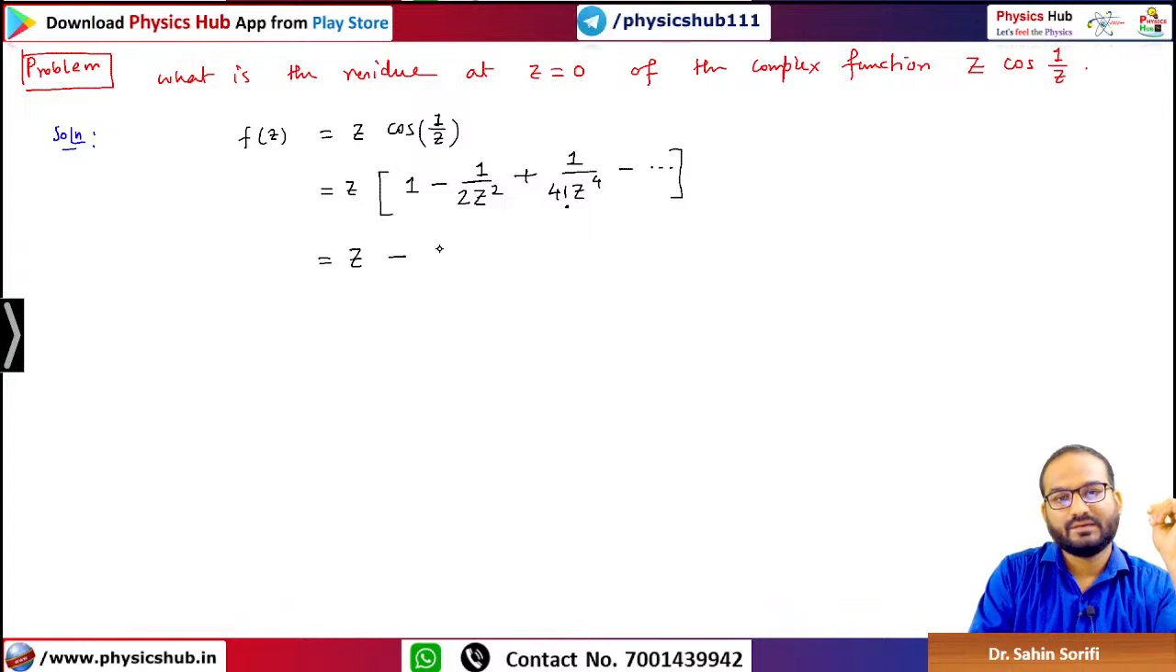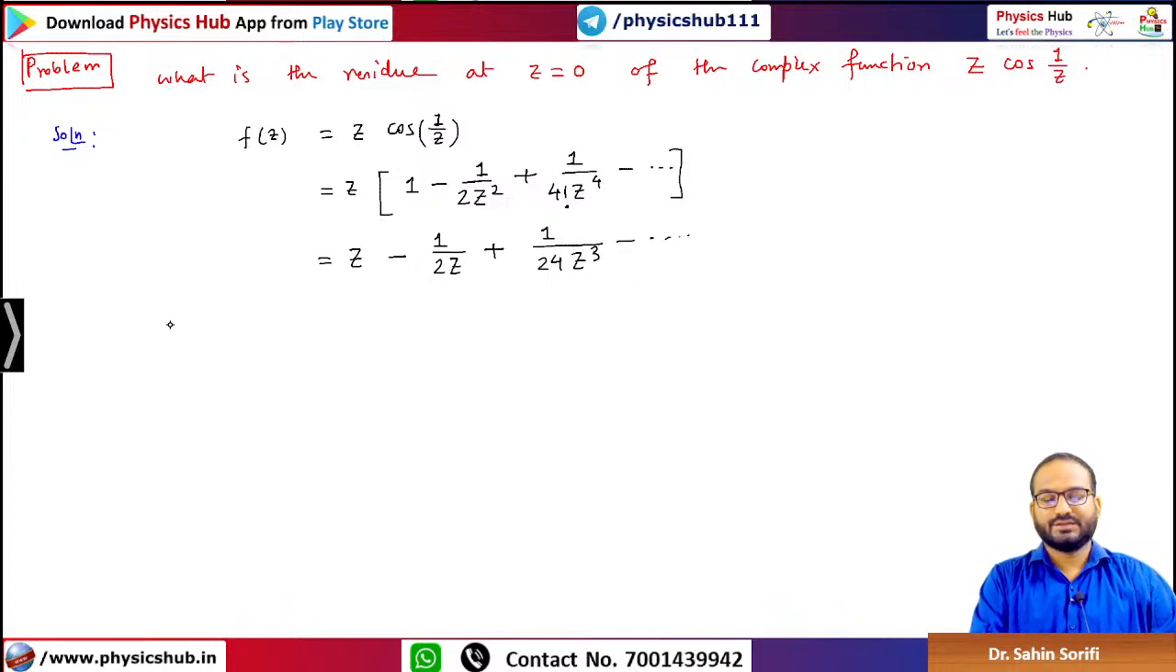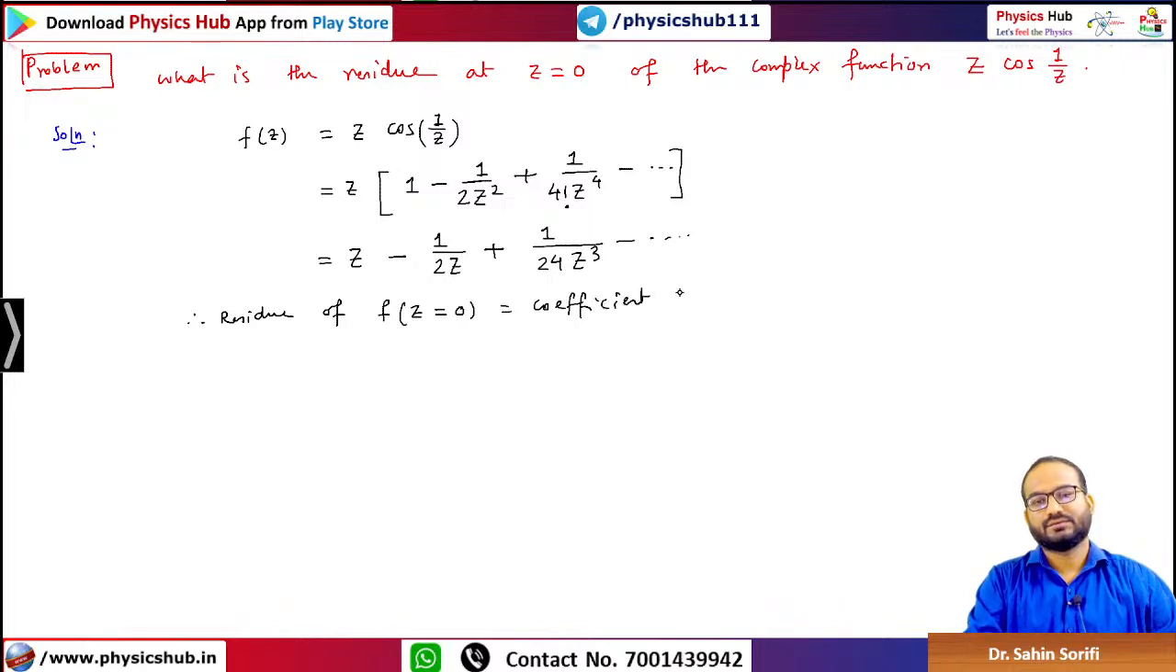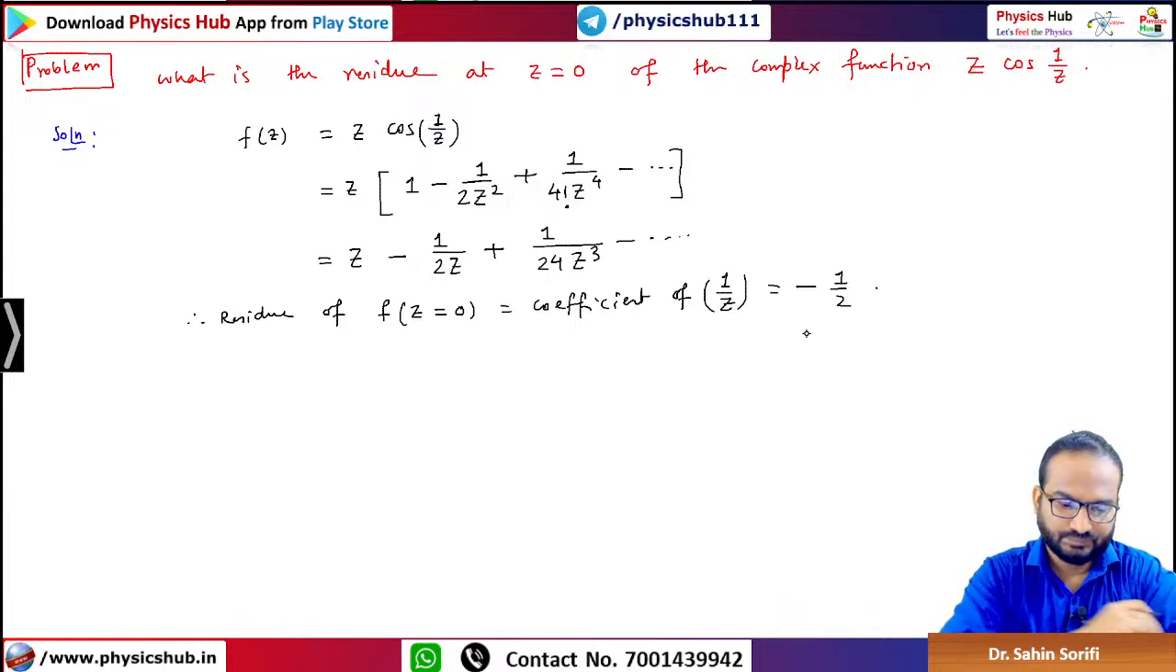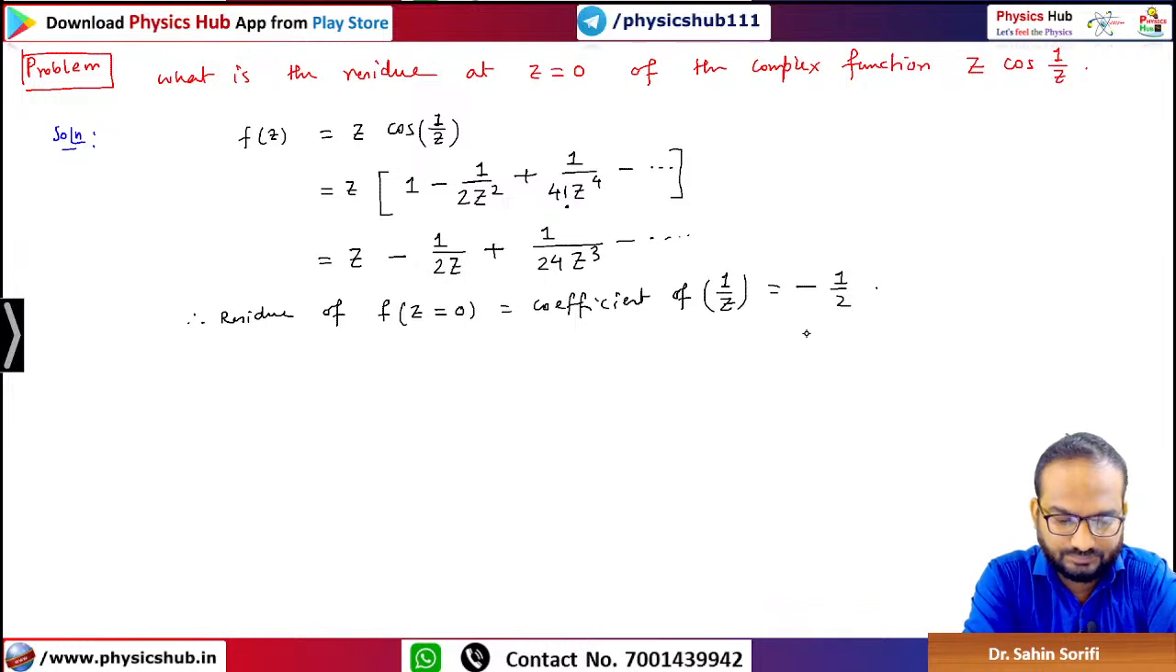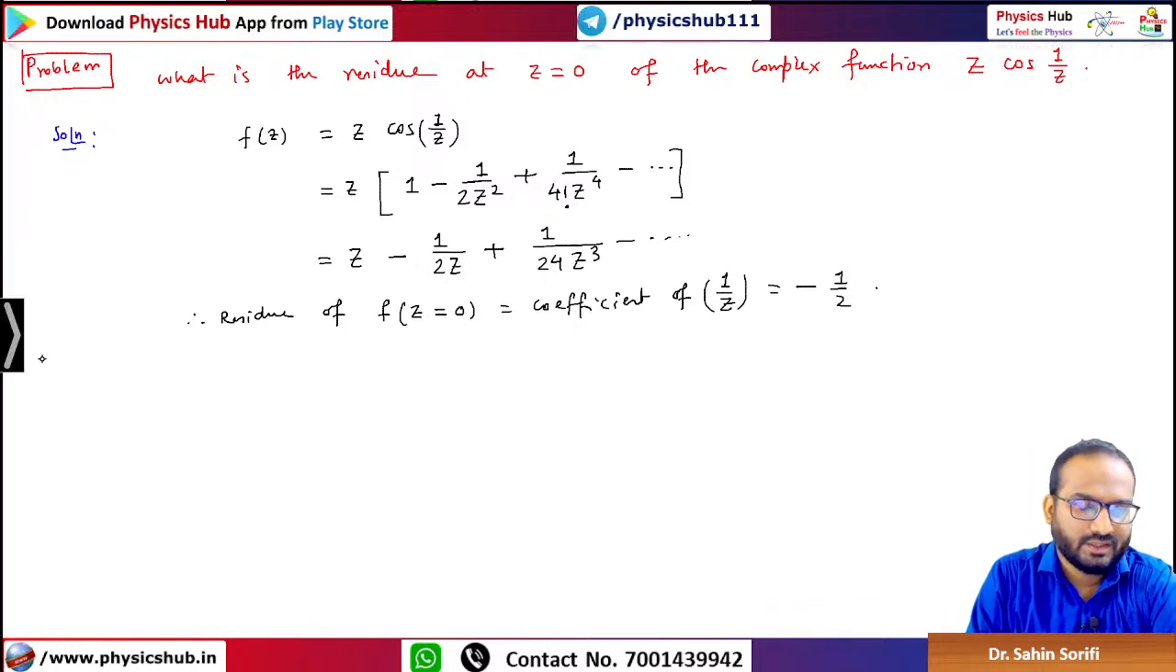So this is equal to z minus 1 upon 2z plus 1 by 24 z cube minus and so on. So we know that the residue at z equals 0 will be the coefficient of 1 by z. Residue of f of z at z equals 0 is the coefficient of 1 by z. What is the coefficient? It is minus half. I hope it is understood.